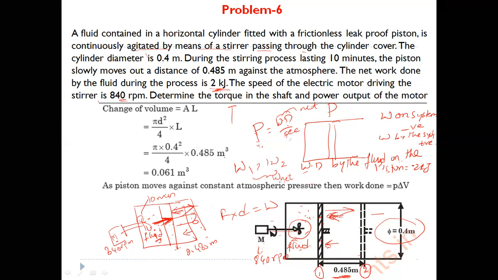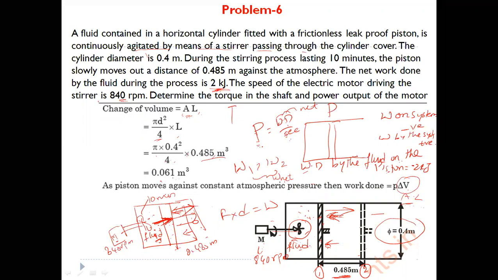Okay na. So first, to find out the net work done, W means integral PdV. PdV means volume; here we write volume as area into length, the displacement work. We have already studied PdV work. PdV work means area into displacement, as we wrote. So for that reason we are finding out the area into length first. Area means pi by 4 d square into length. So pi by 4 into the diameter, given as 0.4 meters, into the length the piston moves, given as 0.485. If you calculate this, you will get 0.061 meter cube.